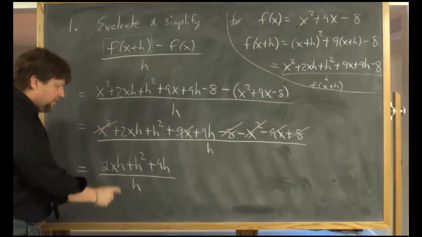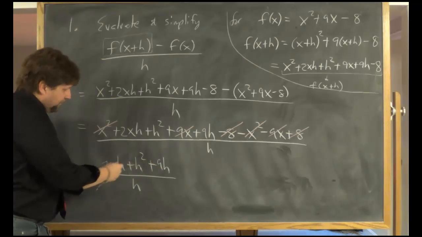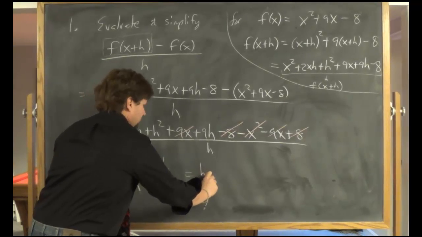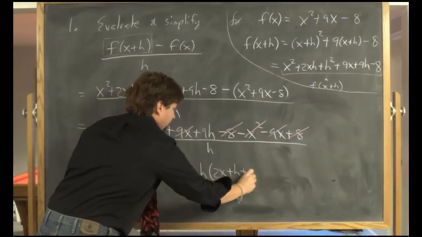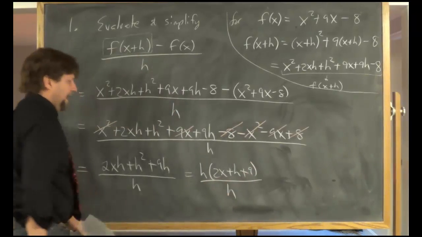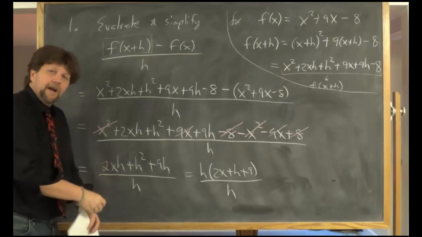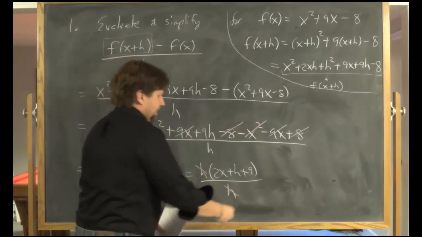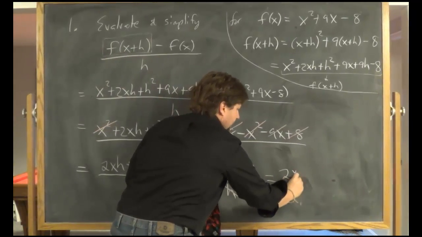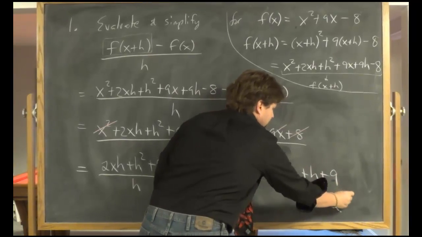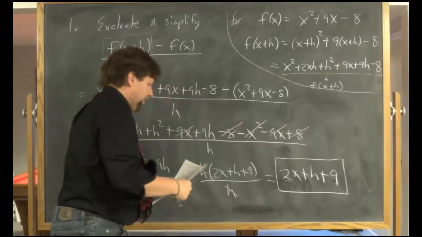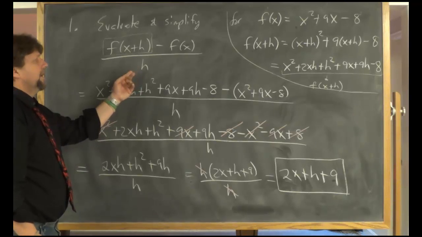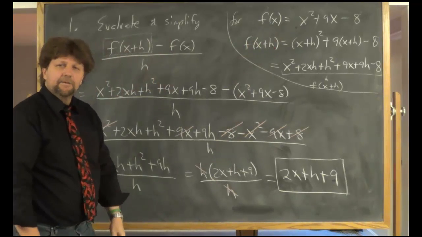And now we're almost done simplifying. If you look in the numerator, you could factor out an h. So if we factor out the h in the numerator, we have that. And now since we could factor out the h, we can cancel it out. And that gives us 2x plus h plus 9. So that is what we get when we evaluate and simplify f of x plus h minus f of x all over h for the function x squared plus 9x minus 8.